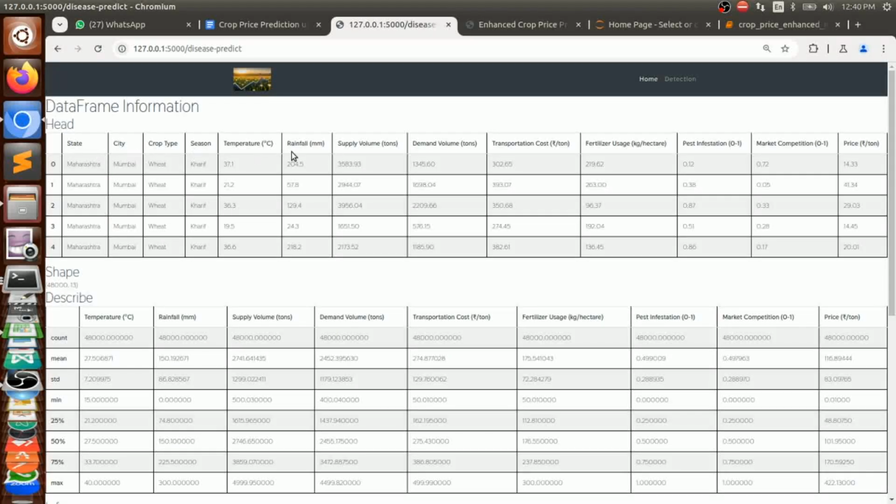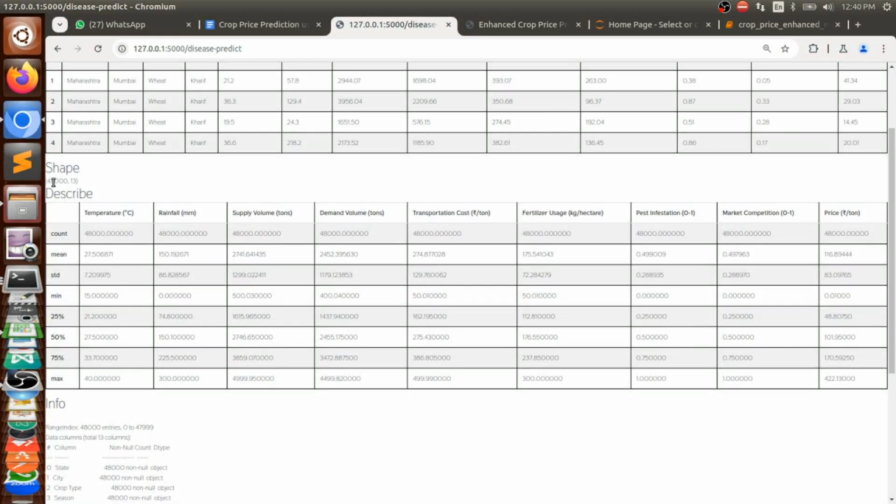It will give you what columns are there, and the top head rows, five to six, are shown here. Then comes the shape, how many rows and how many columns. Total 48,000 rows and 13 columns are there. Then describe, what does this description give us?